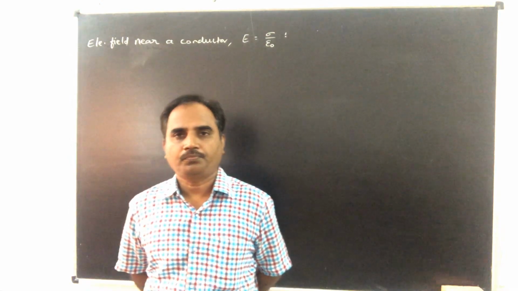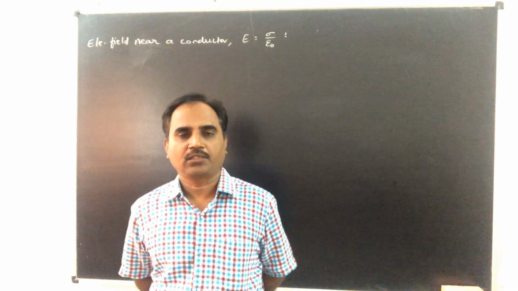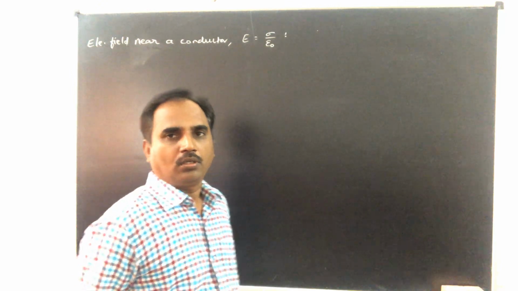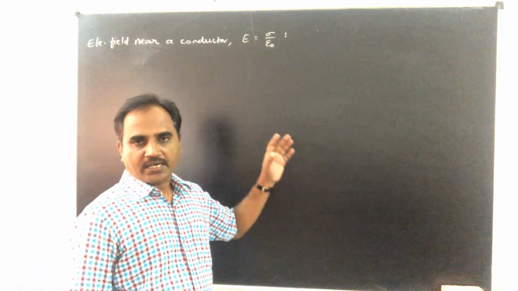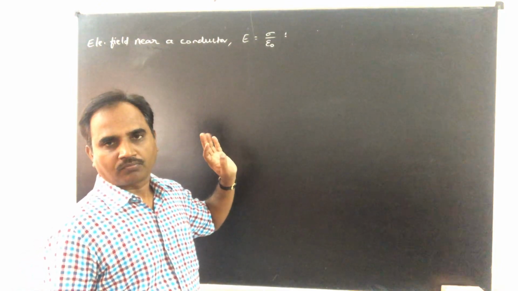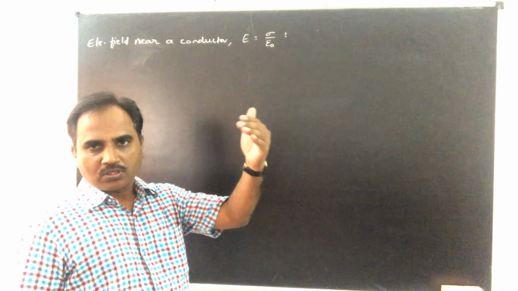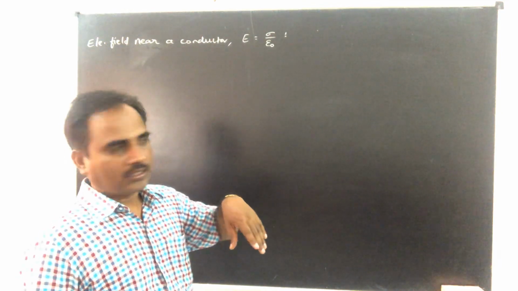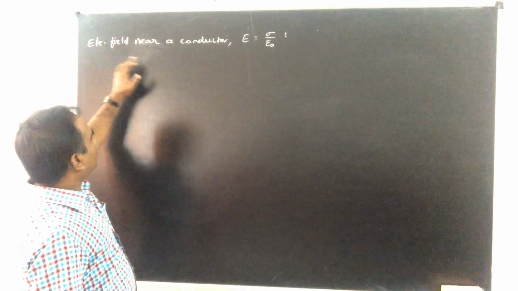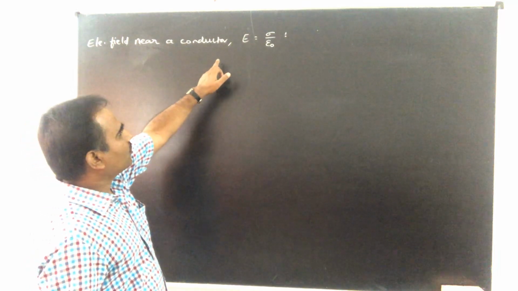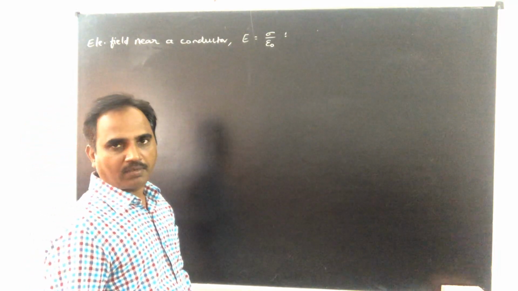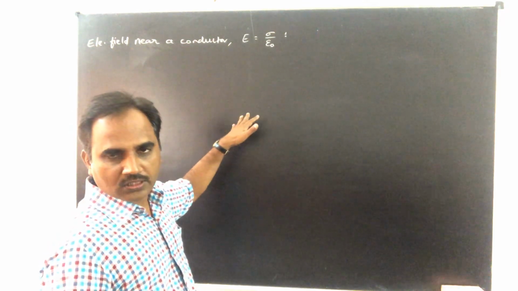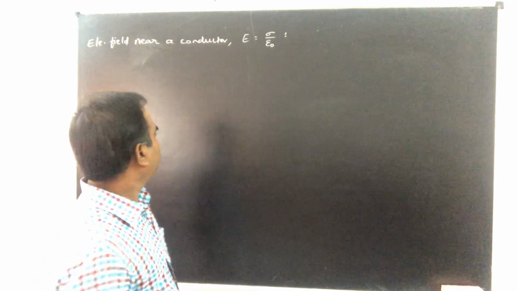Dear students, in my previous lecture, I told you about the electrostatics related with conductors. I told you some points. In that fifth point, you learned that electric field or electric intensity near a charged conductor is sigma divided by epsilon naught. You can prove this by using Gauss law.